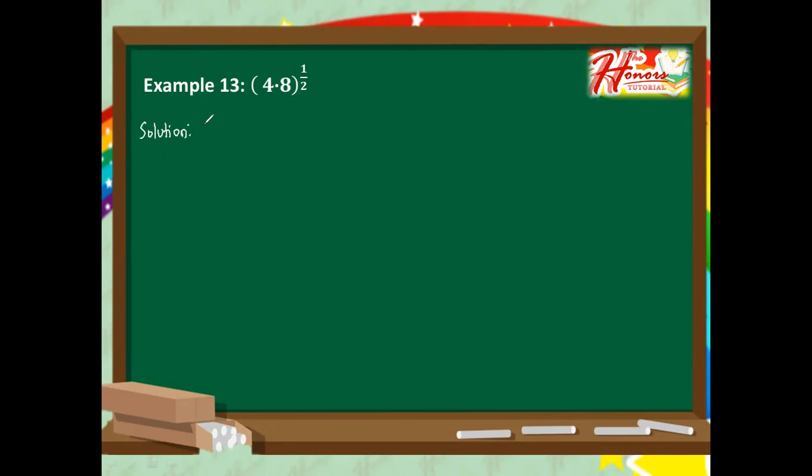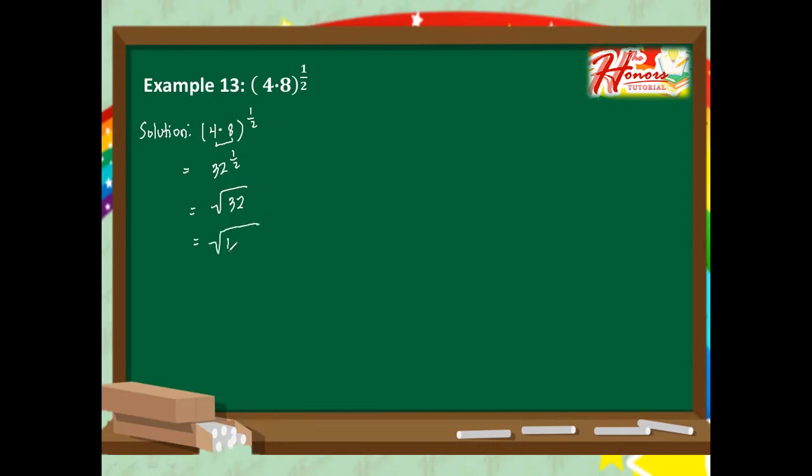Write the given, which is the quantity of 4 times 8 raised to 1 half. Simply multiply 4 and 8, so that's 32. And then copy the exponent, which is 1 half. And then change this into a radical, then it will become the square root of 32. And then after that, factor 32.